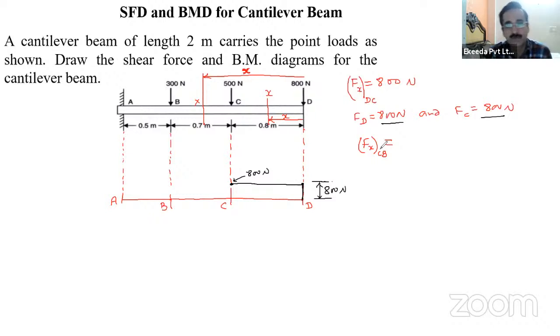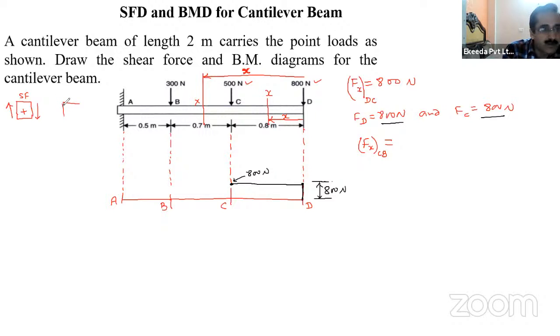What is the shear force? It is the sum of all the forces to the right of the section. To the right of the section, there are two forces, 500 Newton and 800 Newton, so this plus this. And these are positive according to our sign convention, which says that rightward downward and leftward upward is positive shear force.